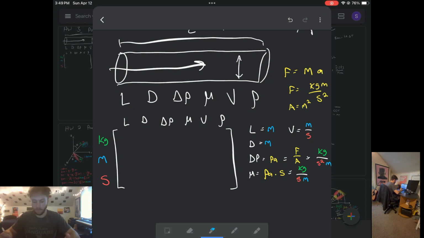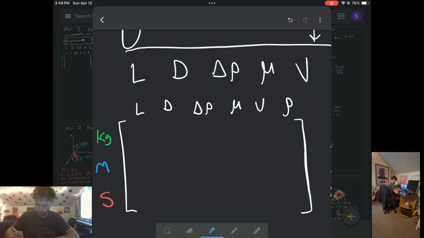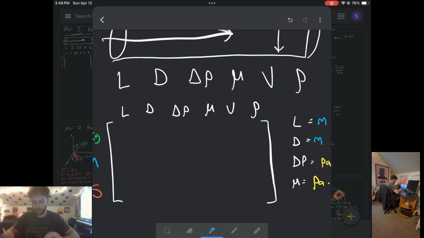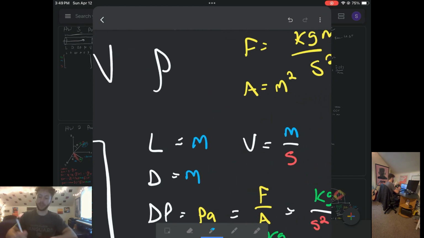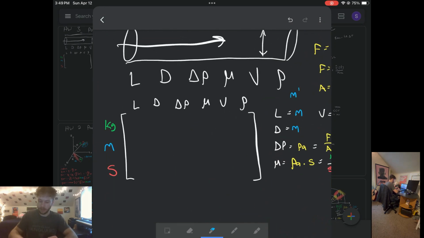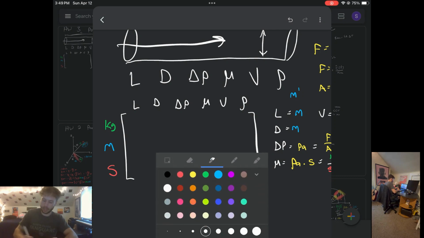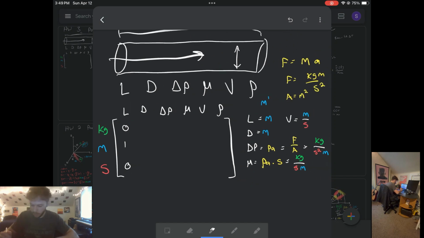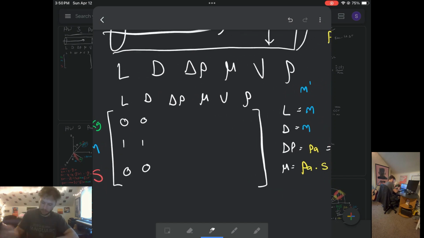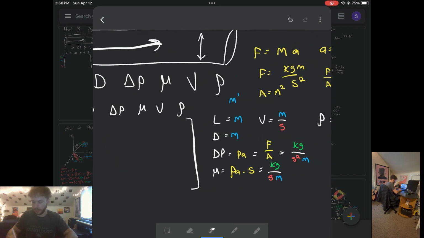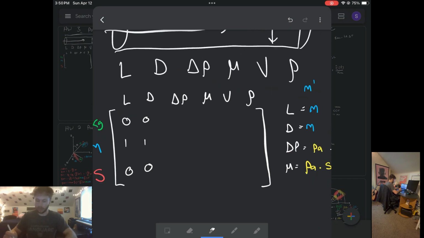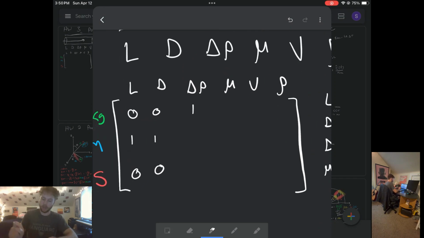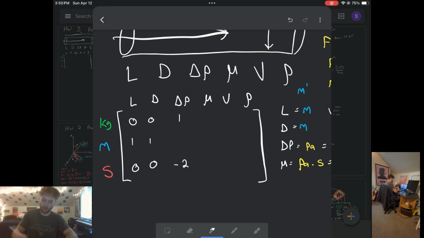So, for example, length. Length is in units of meters, so that can also just be rewritten as meters to the first power. So we'll give our length units of 1 meter, and then 0 kilograms and 0 seconds. Our density is the same thing. Our pressure drop is in kilograms per second squared meters. So kilograms will be 1, and then seconds will be -2, and meters will be -1.